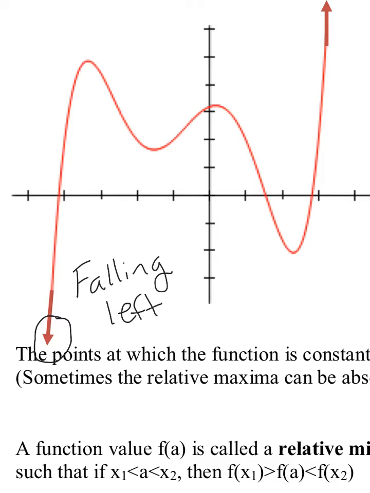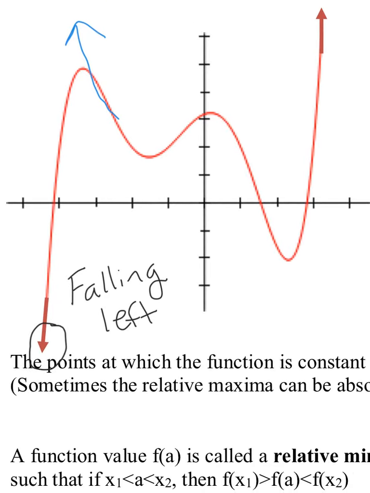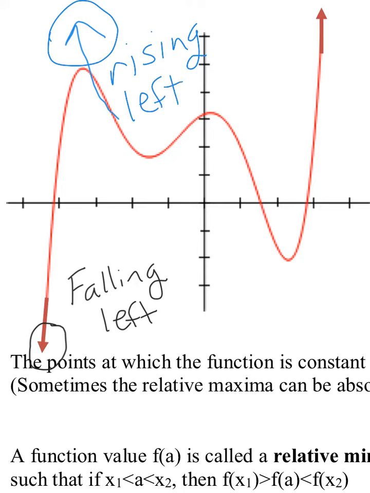Now if this graph was going in the opposite direction, say right here on the graph, say it didn't bend back down, say it went back up this way. The end behavior right here would be called rising left. That would be its end behavior if that were to happen.